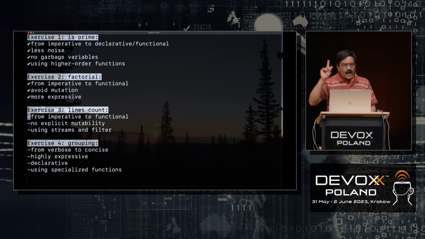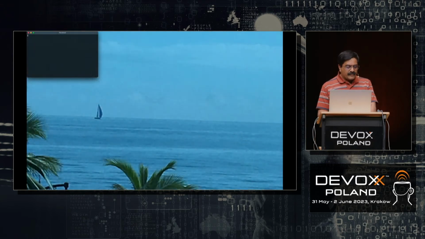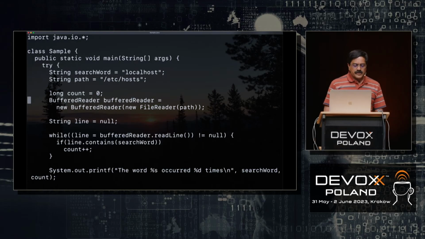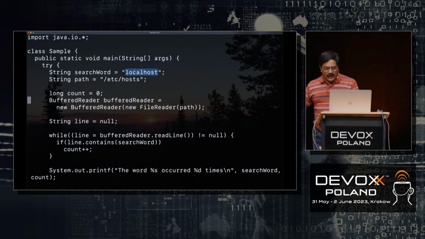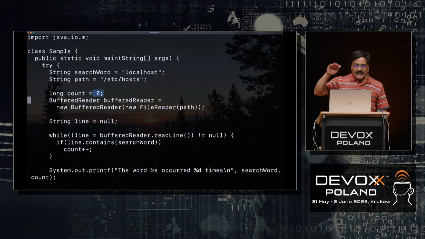Now, one other example before we get to a little bit more complexity: in this particular case, I want to work with a collection of, let's say, data from a file. So a very simple example here. We have a search word, and the search word is localhost. I'm going to search for it in the hosts file as an example. And what we are doing is finding how many lines that word appears in the file.